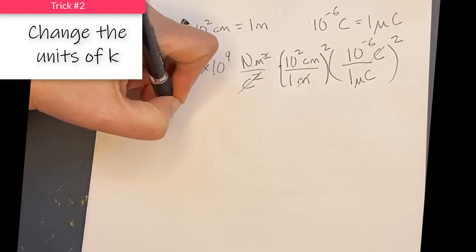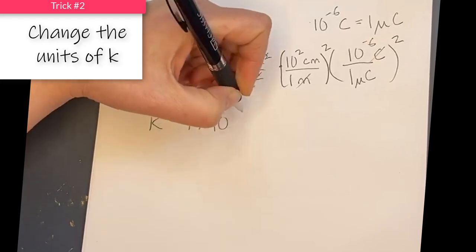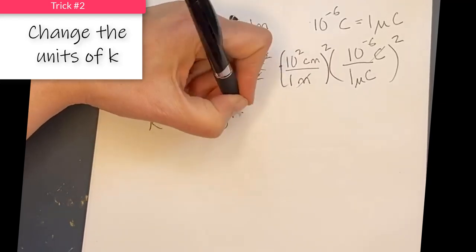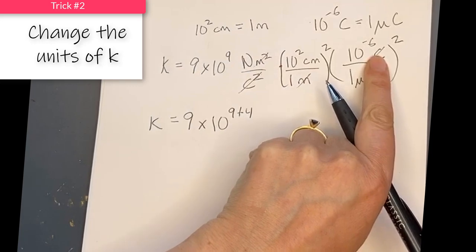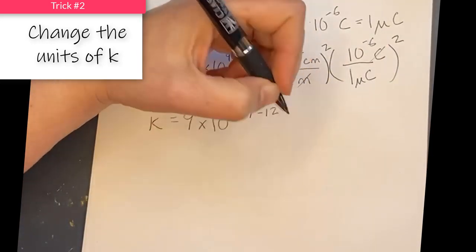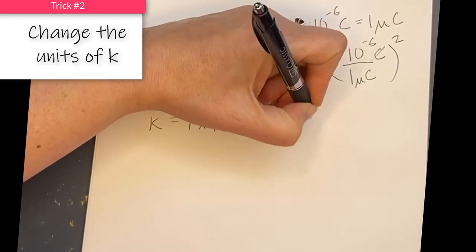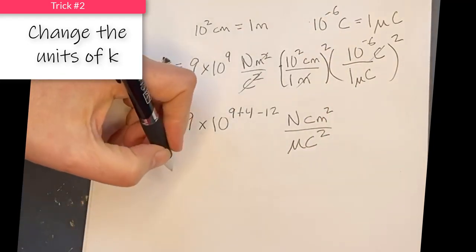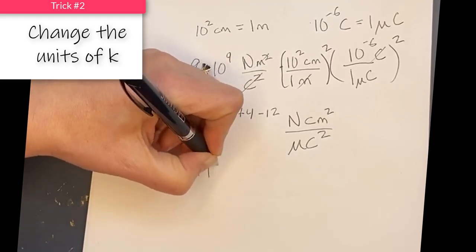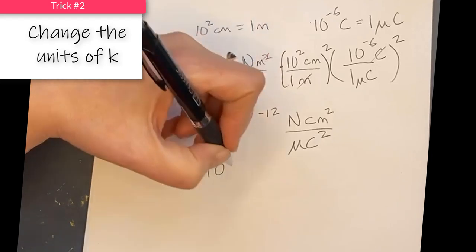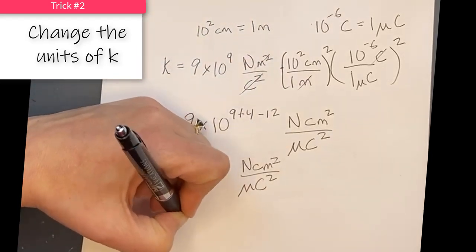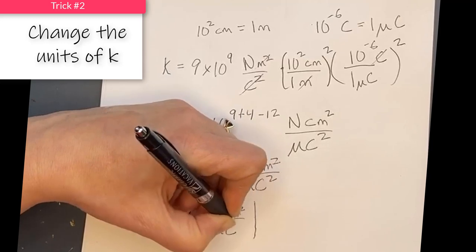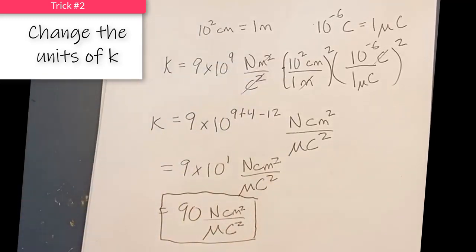So you end up with K equals 9 times 10 to the ninth plus 2 plus 2. I'm just going to write plus 4 if that's okay. Minus 6 minus 6, minus 12 newton centimeter squared per microcoulomb squared. Now we just need one more step. 9 times 10 to the 9 plus 4 is 13 minus 12 is 1. So you end up with 90, which is a way, way, way easier number to deal with. No exponents.